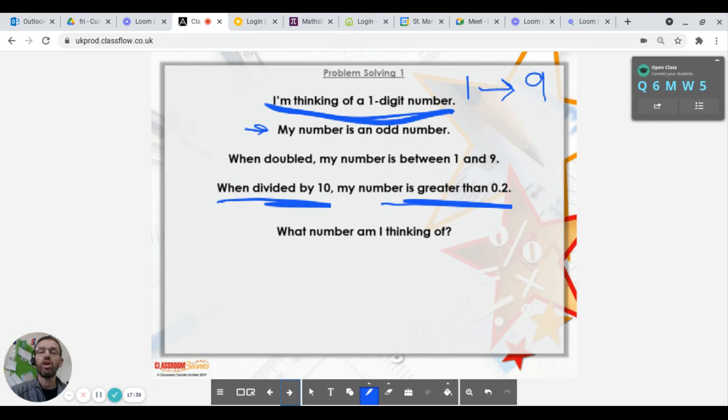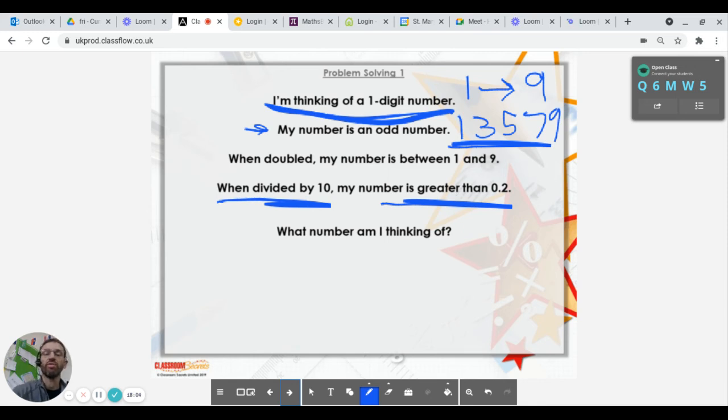My number is an odd number. So odd numbers between 1 and 9 is 1, 3, 5, 7, and 9. So it's only 5 digits that it could be, as far as I'm concerned. We've narrowed it down to 5 possible digits. When doubled, my number is between 1 and 9.